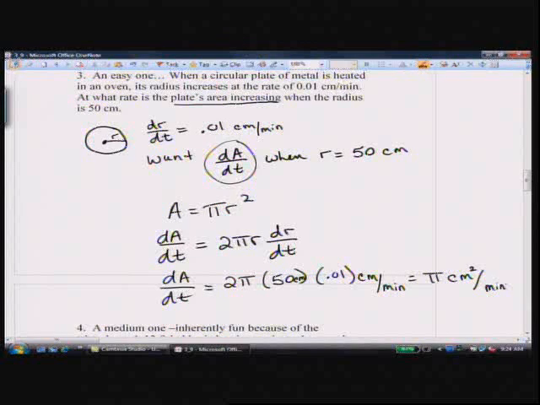Centimeters times centimeters, yeah. And area is squared, so it makes sense that the change in area would be centimeters squared per minute.